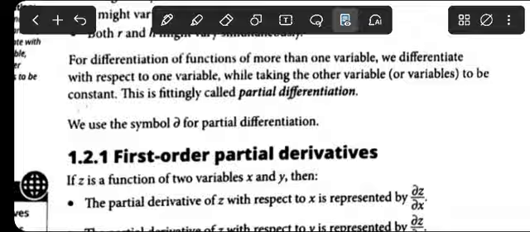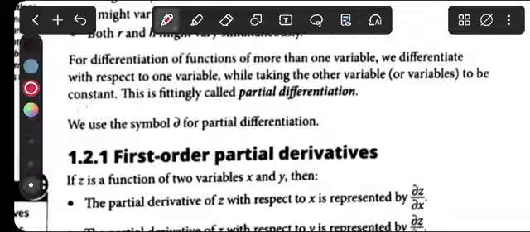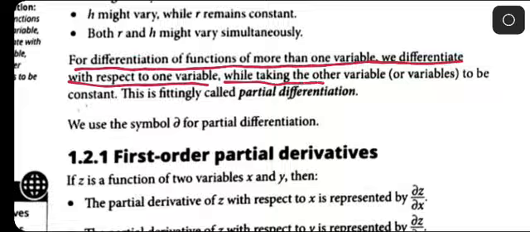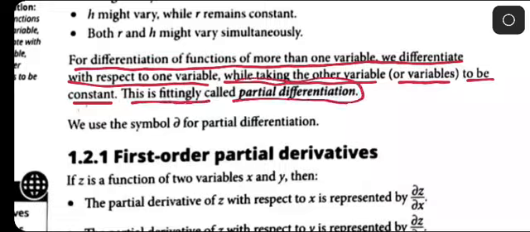For example, here it is written as follows: for the differentiation of a function of more than one variable, we differentiate with respect to one variable while taking the other variable or variables to be constant. This is strictly called partial differentiation.